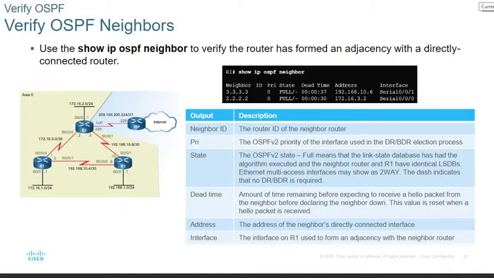Ethernet multi-access interfaces may show as 2-Way. The dash indicates that no DR/BDR is required. Dead Time: the amount of time remaining before expecting to receive a hello packet from the neighbor before declaring the neighbor down. This value is reset when a hello packet is received. Address: the address of the neighbor's directly connected interface. Interface: the interface on R1 used to form an adjacency with the neighbor router.